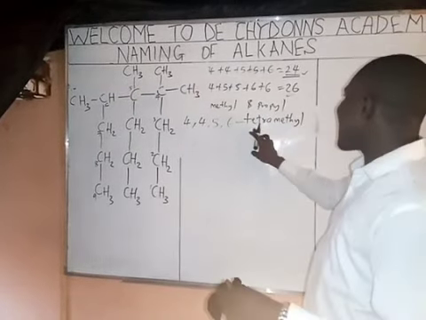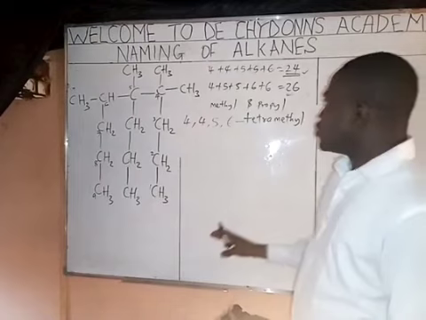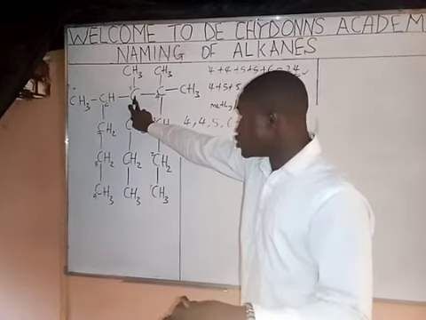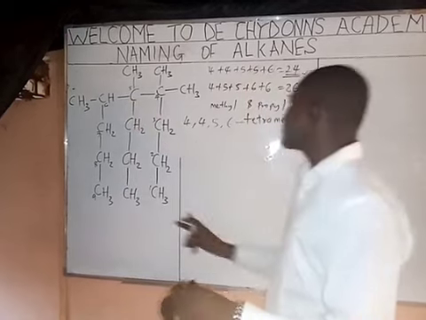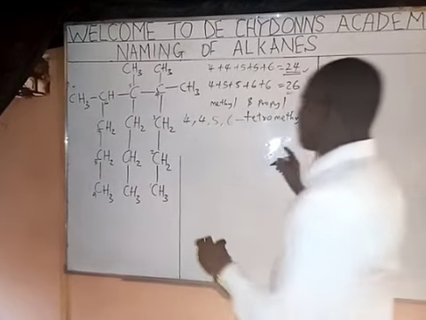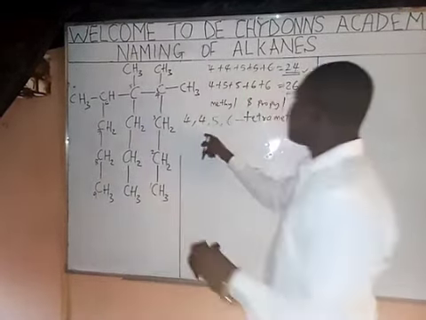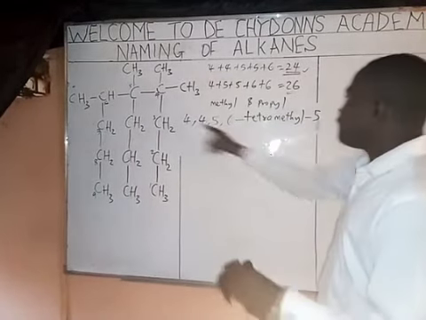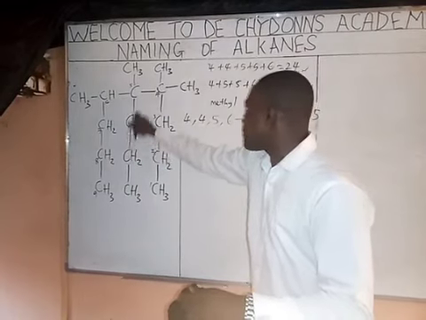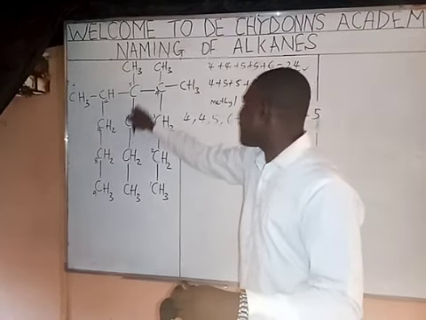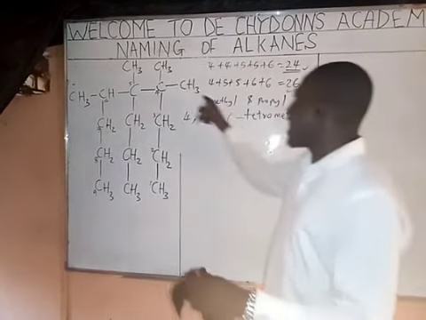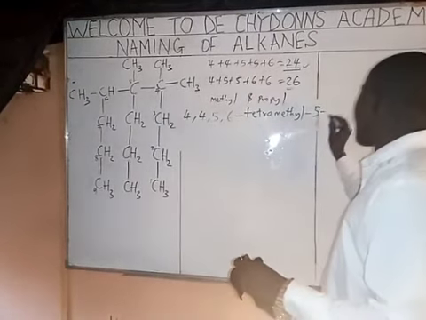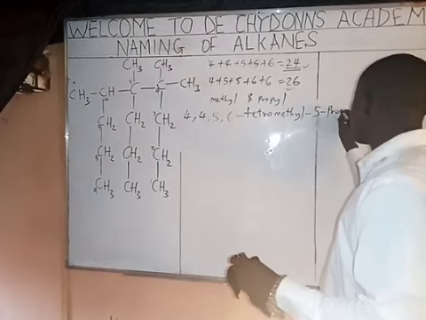Then after taking care of the methyl group, remember we have propyl at this substituent, at this point of attachment. Then you now say 4,5,6 tetramethyl, then 5 propyl, because propyl is at carbon 5. We say methyl and propyl are the substituents we have here. So propyl is at carbon 5. We say 5 propyl.